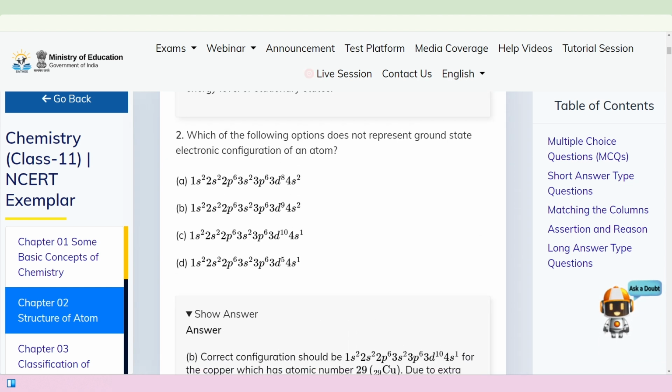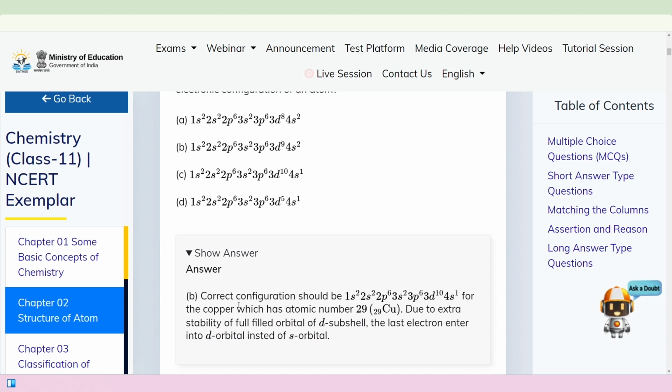It is the same thing written that the correct configuration is 3d10 4s1 and not 3d9 4s2. And this is for copper. So copper has an atomic number of 29. If you count these electrons: 2, 4, 6, 10, 12, 18, 28, and 1, that is 29. So it is for copper.